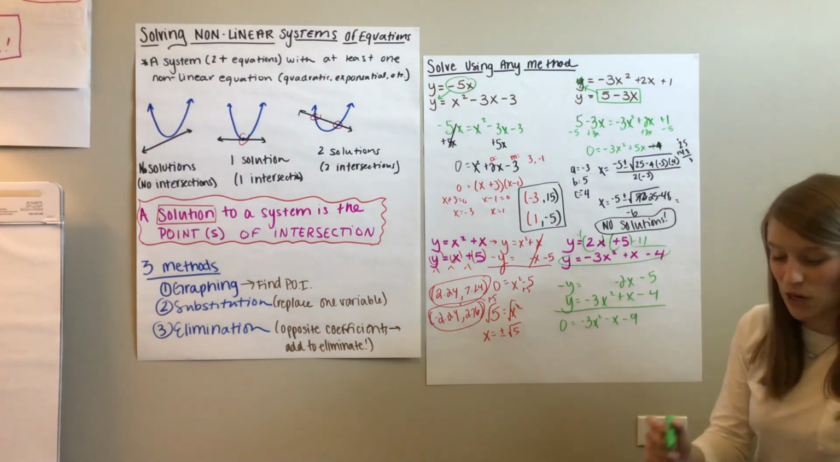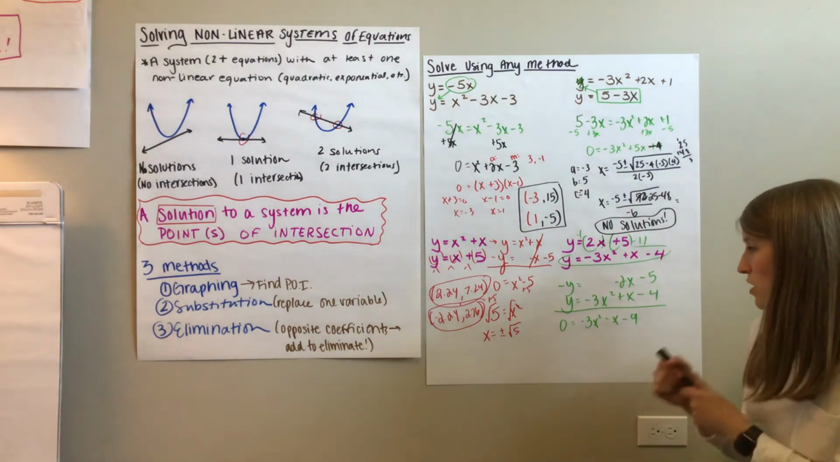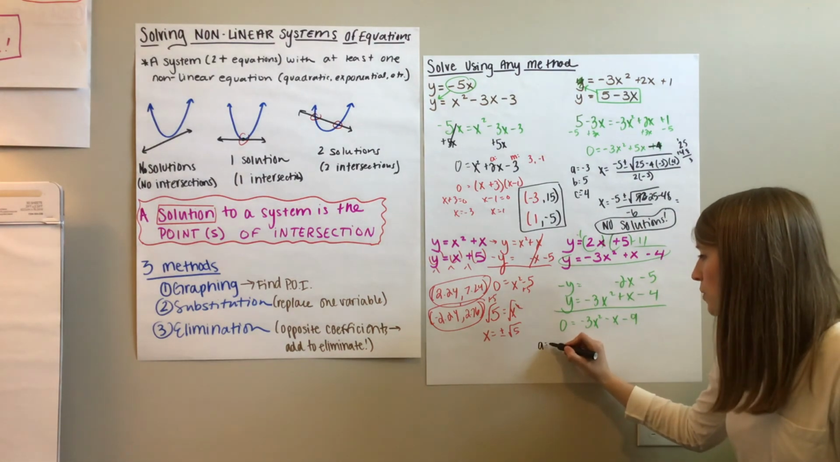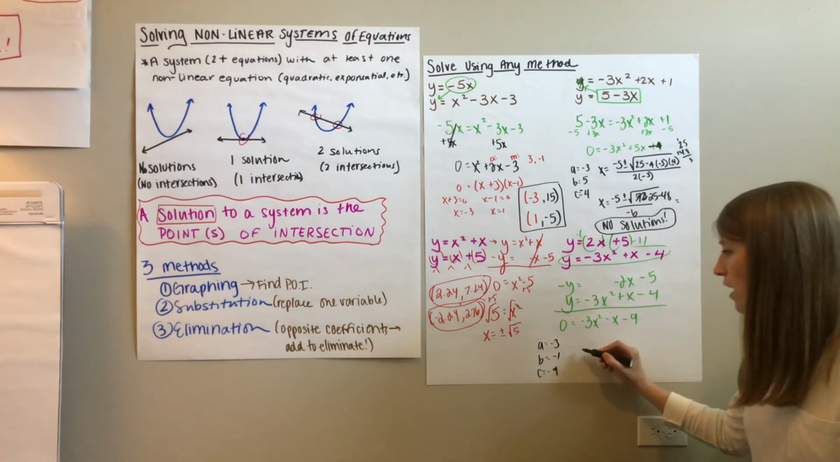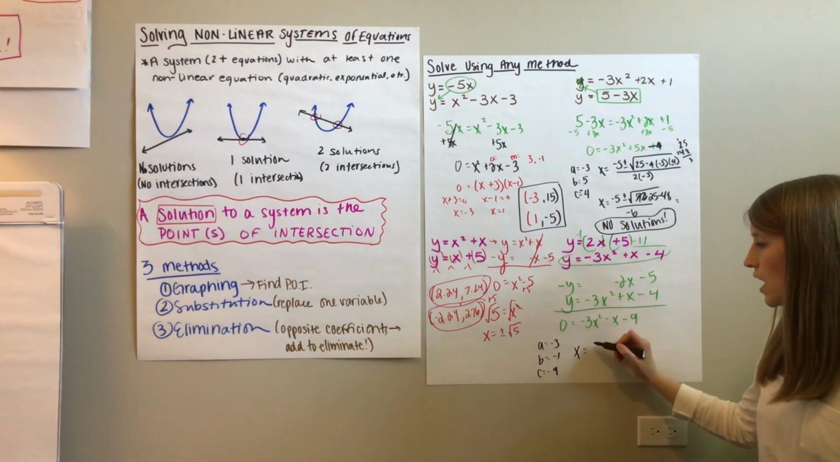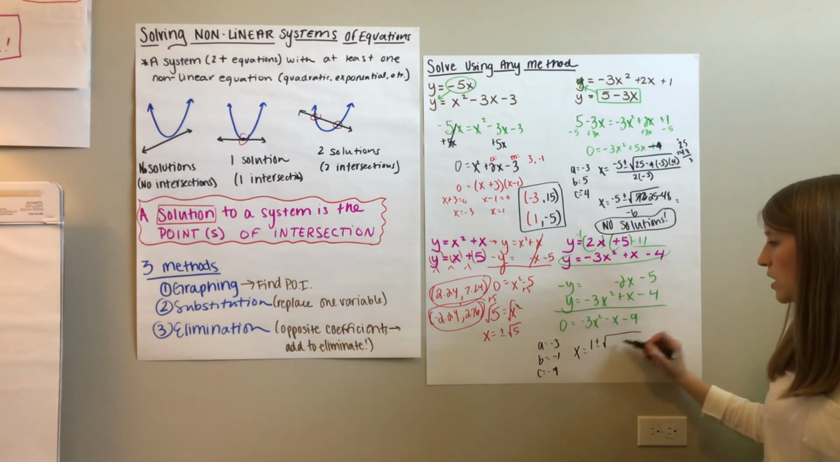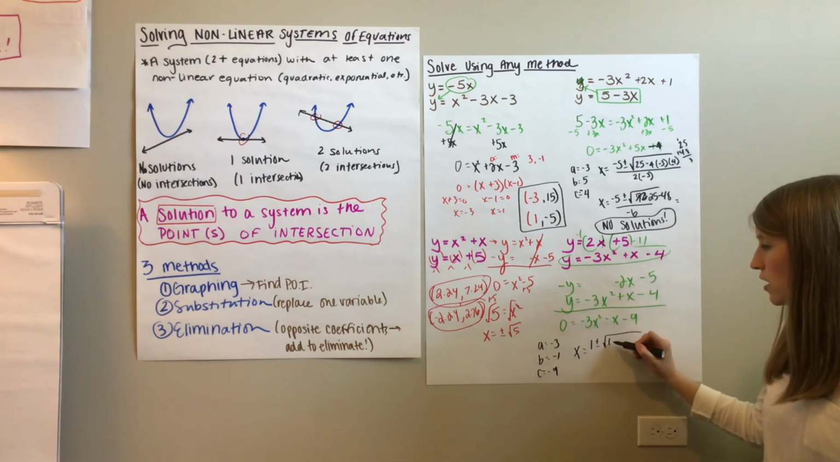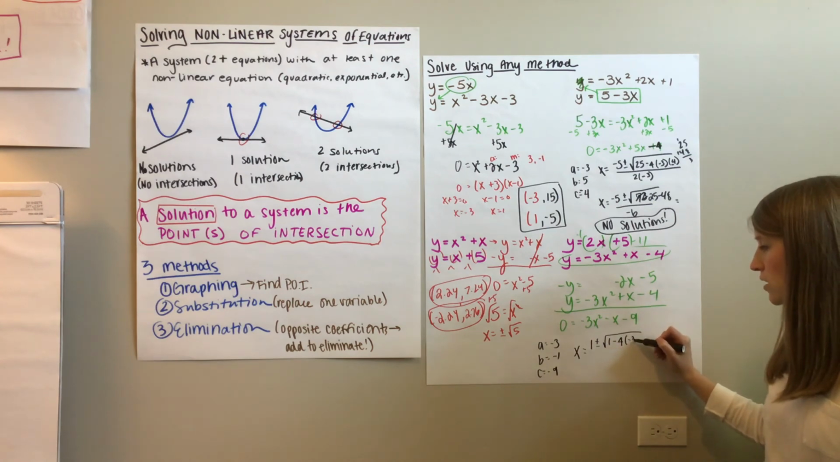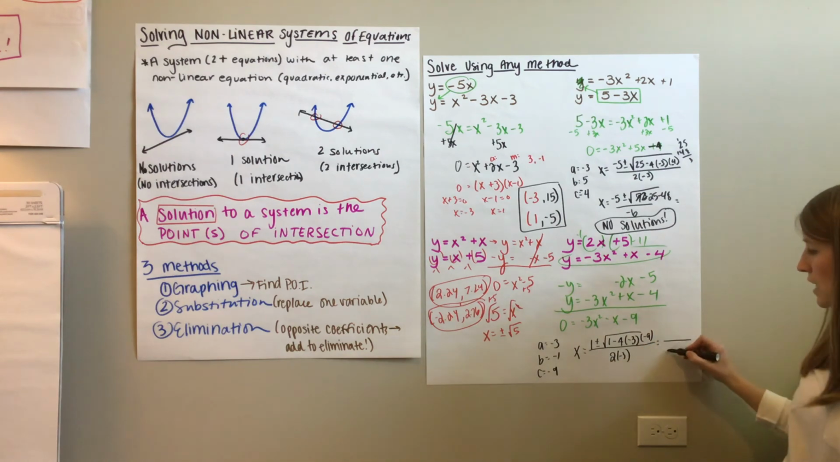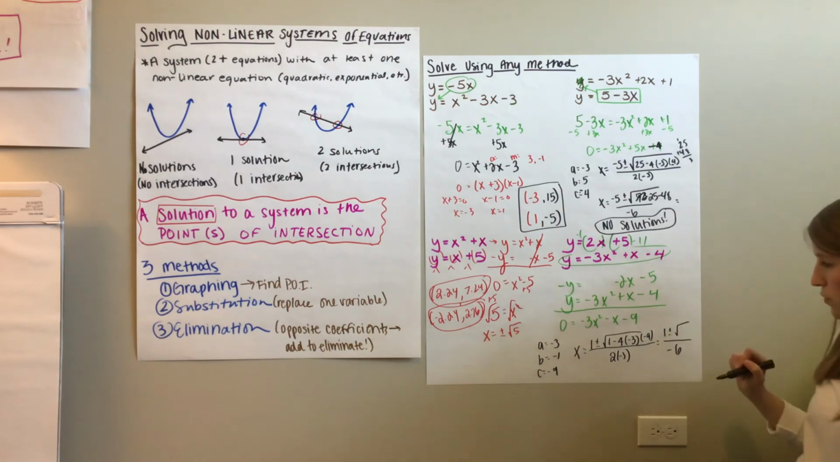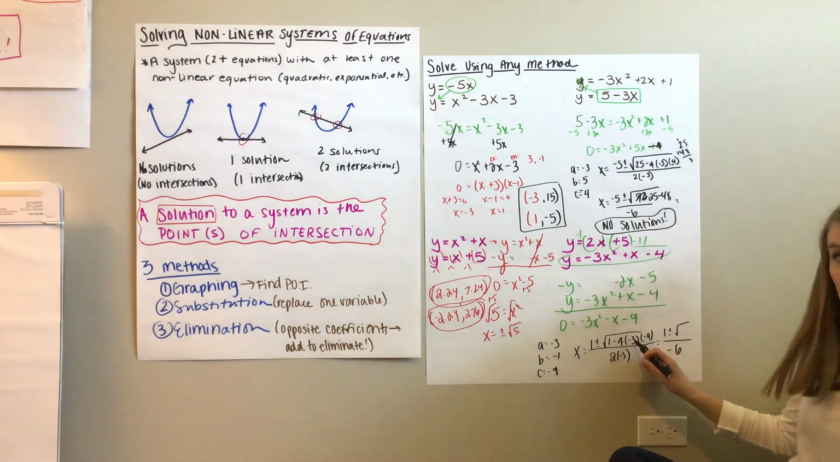We're going to again try the quadratic formula to solve this one. A is negative 3, B is negative 1, and C is negative 9. X is equal to the opposite of B plus or minus the square root of B squared, which is 1, minus 4 times A is negative 3 times C is negative 9, all over 2A. That's negative 6 in the denominator, 1 plus or minus the square root of 4 times 3 is 12.